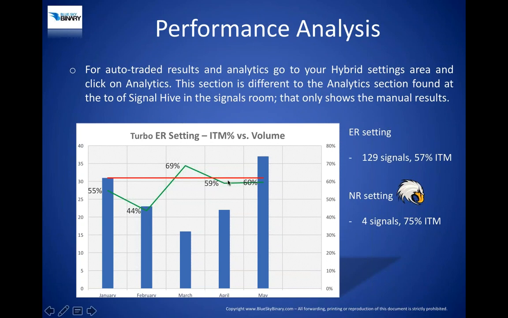So in this case, it only generated in the last 5 months 57% ITM. And remember, the break even required for the turbo is 62%. So in this case, turbo is on an ER basis, it's an unprofitable signal stream.